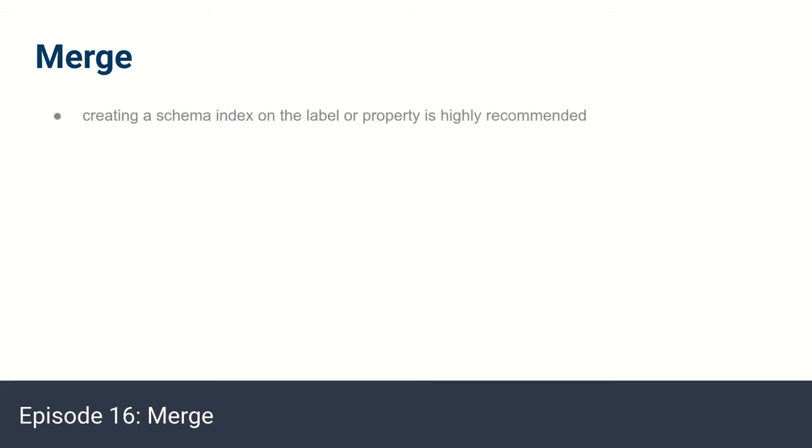For performance reasons, creating a schema index on a label or property is highly recommended when using merge. This is because Neo4j utilizes the index to search for the node, relationship, or path.